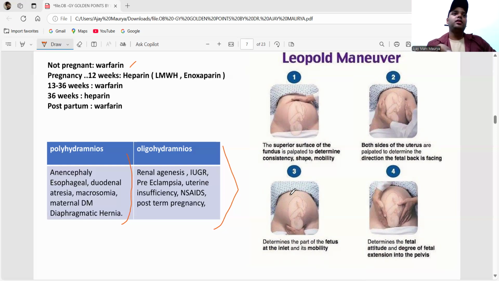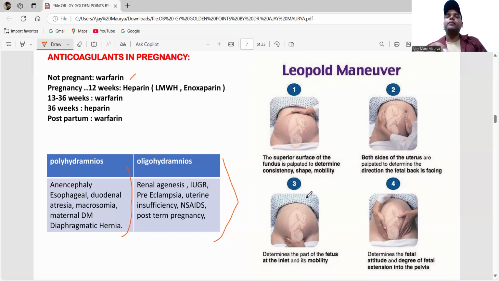Sorry for that one. This is the fundal grip, umbilical grip. There is a pelvic grip. Okay, fundal grip, umbilical grip, pelvic grip, and pelvic. Okay, guys, see here. Sorry for that one, I just forgot that one.